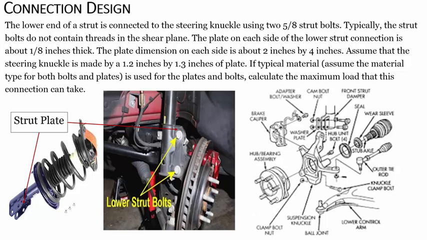Connection design. This example is a steering suspension system and the steering knuckle connection. That's the strut that gets connected. This part, the strut plate, is connected to the steering knuckle. You can see this here, this is the strut piece, the plate and the bolt connection, and this gets connected to this steering knuckle right here.